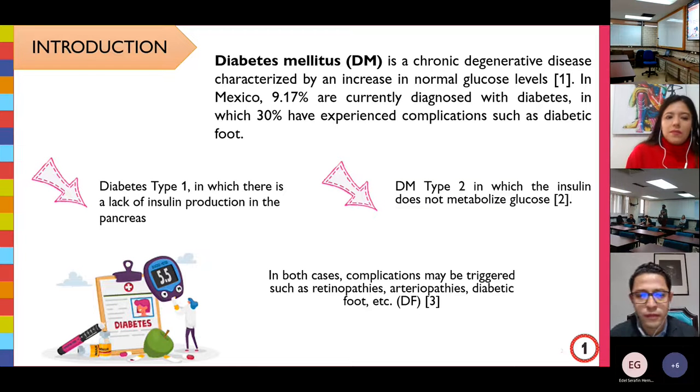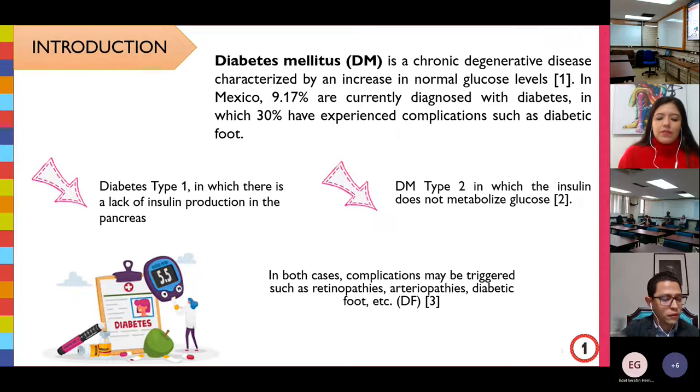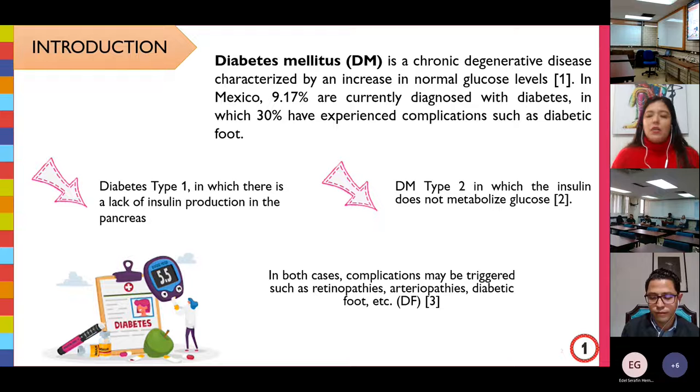We have two types of diabetes. In type 1, there is a lack of insulin production in the pancreas, and in type 2, the insulin does not metabolize the glucose. In both cases, we have complications. One of them is vascular problems, which generate arterial calcification and stenosis, which cause tissue damage, such as infection and ulceration, causing diabetic foot and total or partial loss of the lower extremities.